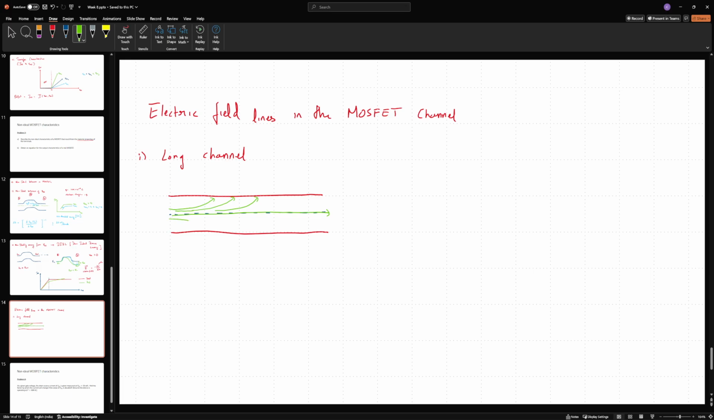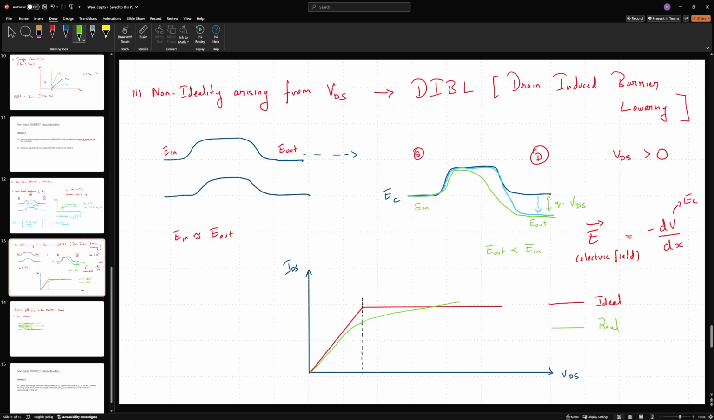Similarly, I will have here, here, here. This means that an electron starting here, even if it does not have sufficient energy, can gain enough kinetic energy as it is crossing the channel to reach the other side. So that is essentially what happens when this barrier is lowered by the drain voltage.